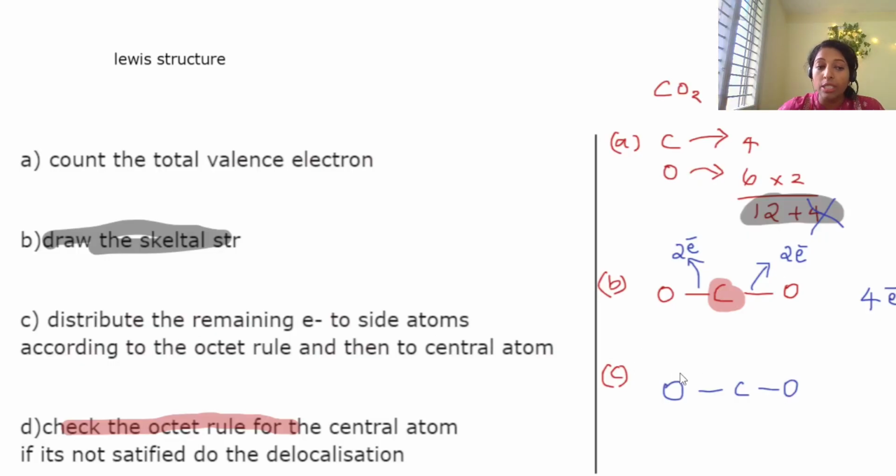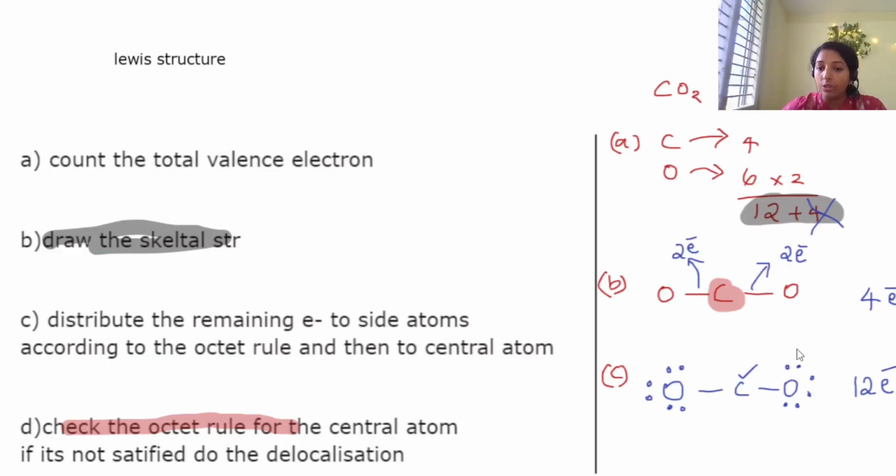Distribute the remaining electrons to the side atoms, the pendant atoms. Pendant atom means not the central atom. So here the oxygens are the pendant atoms. To the oxygen atoms, according to the octet rule, oxygen needs 8 electrons. The octet rule means every atom requires 8 electrons for stability. Oxygen already got 2 electrons, then 6 more electrons are needed to satisfy the octet rule. This oxygen also needs 6 electrons. So we have consumed 12 electrons now, and we used every electron.